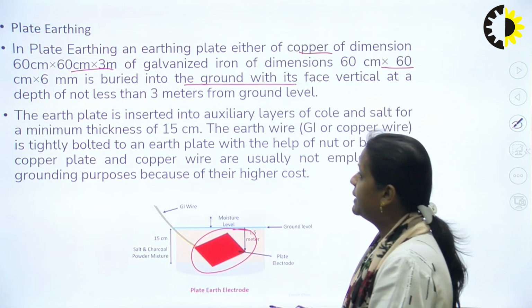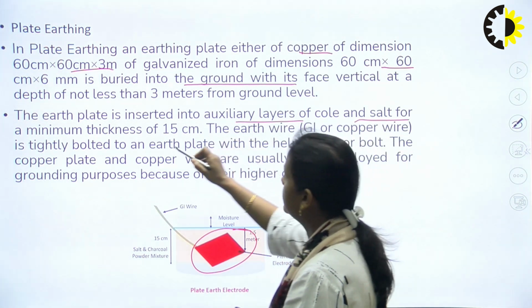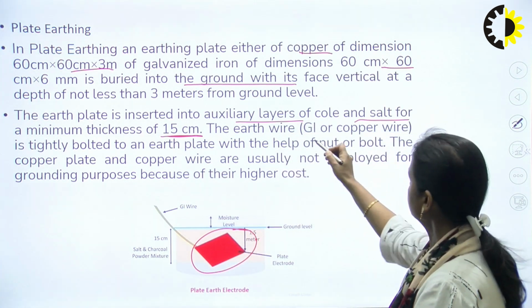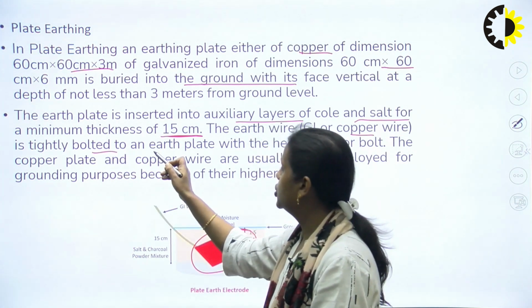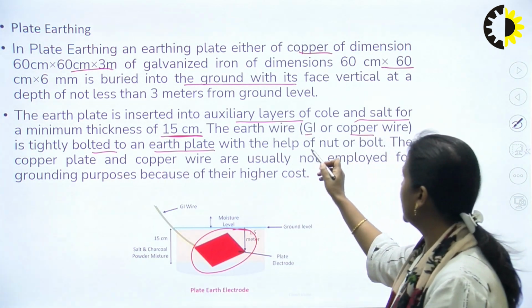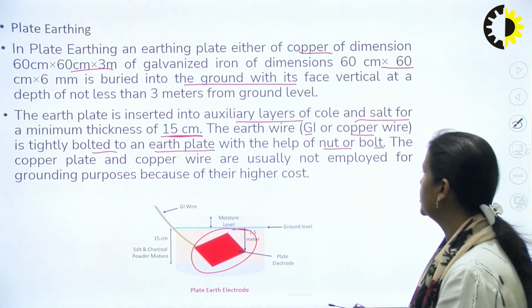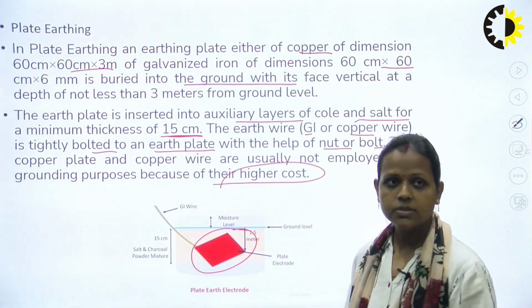The earth plate is inserted into an auxiliary layer of coal and salt for a minimum thickness of 15 centimeters. The earth wire, GI or copper wire, is tightly bolted to the earth plate with the help of nut and bolt, and the copper plate and copper wire are usually not employed for grounding purposes because of their higher cost.